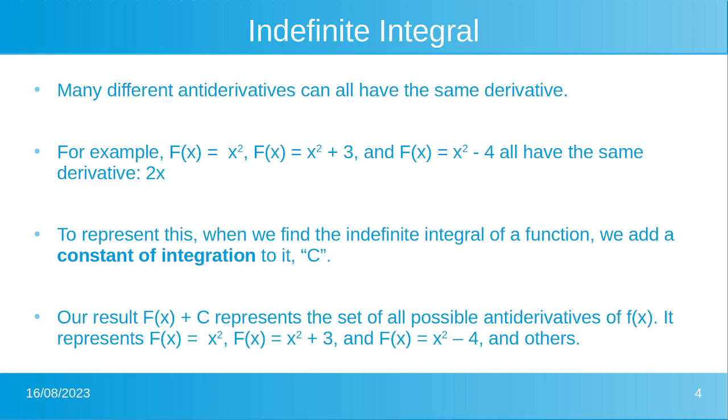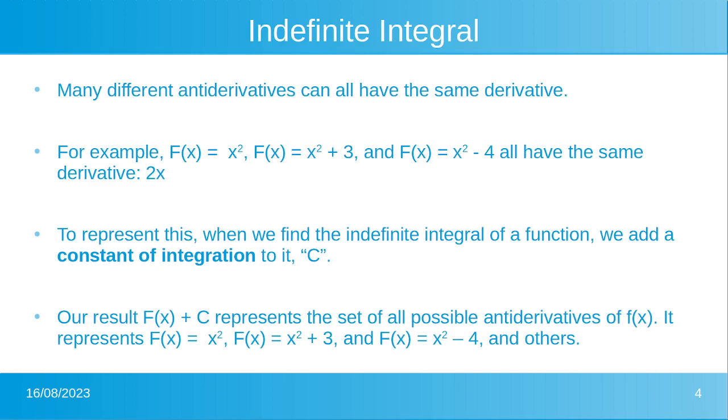So here goes. Many different antiderivatives can all have the same derivative. For example, capital F of x is equal to x squared, or capital F of x is equal to x squared plus 3, or capital F of x is equal to x squared minus 4. If you differentiate each of those with respect to x, you get the same result each time. The derivative of each of those functions is 2x. The derivative of x squared is 2x, and if you differentiate x squared plus 3, that's 2x as well, and so on.